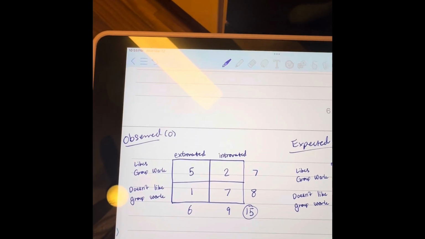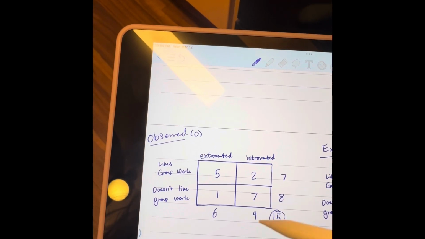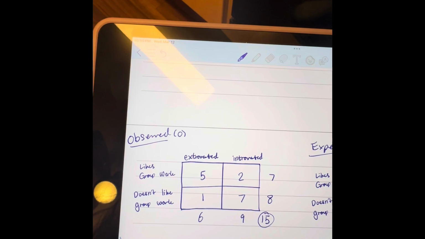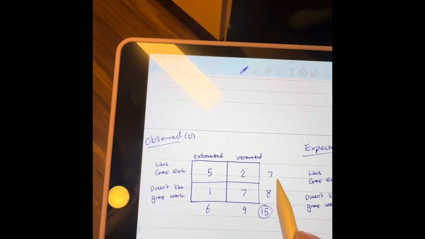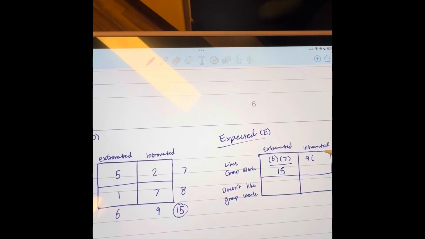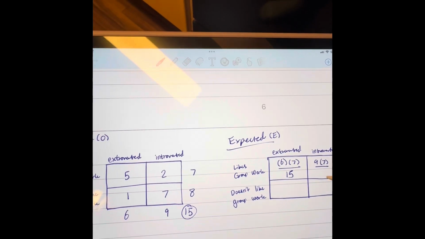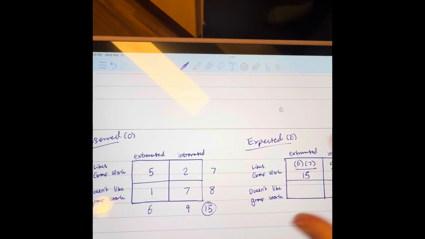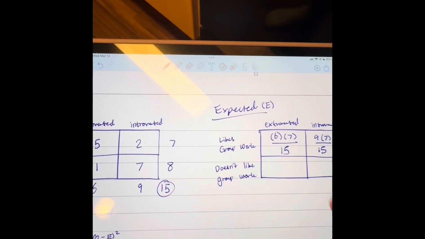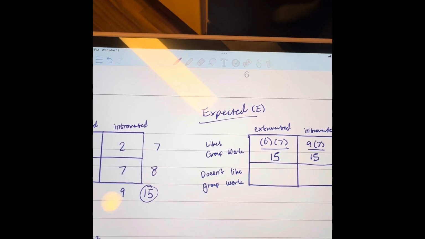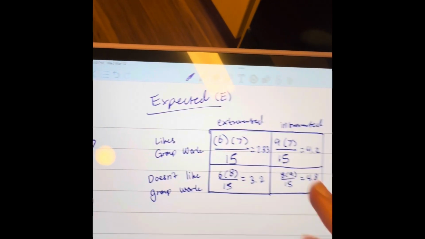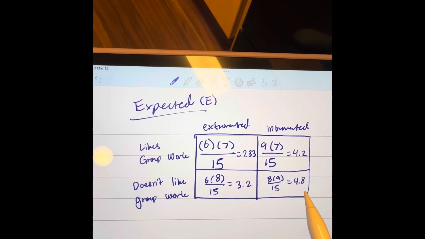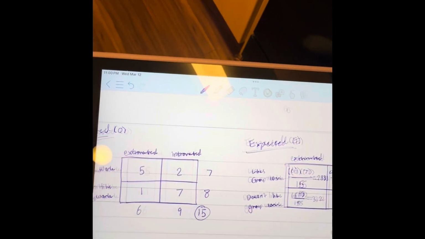For introverted, this column is 9. So 9 times likes group work is 7 total. So 7 all over 15. Okay, I'm going to do the rest on my own, and then you guys can try it on your own. Now to perform the chi-squared test, I got all of these values. Hopefully you guys got the same thing.